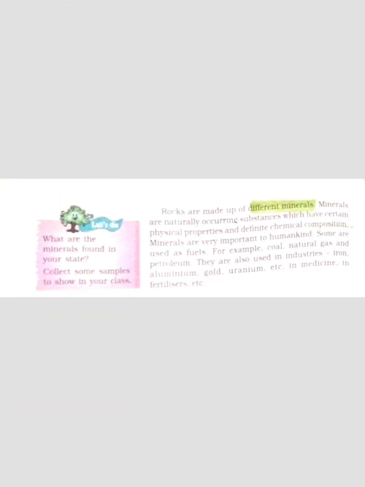What are minerals? Minerals have a definite chemical composition. Rocks are made of minerals. There are many types of minerals. Fuel is also a type. For example, coal, natural gas, and petroleum are also minerals.